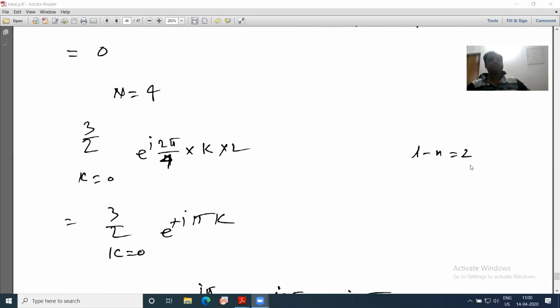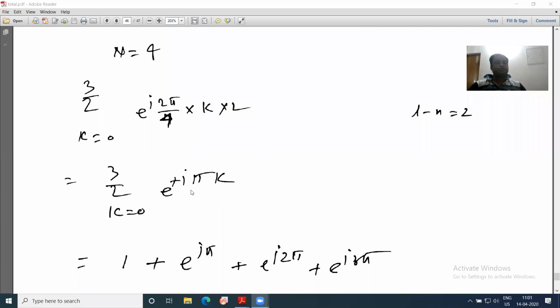Now we'll take another example. Suppose L minus n equal to 2, and n equal to 4. Then what happens? e power j 2 pi by 4 into k into 2, which gives e power j pi k. Now suppose k equal to 0, this is 1. Then e to the power j pi, then the next term e to the power j 2 pi, e to the power j 3 pi. This is for k equal to 0, this is for k equal to 1, this is for k equal to 2, and this is for k equal to 3.